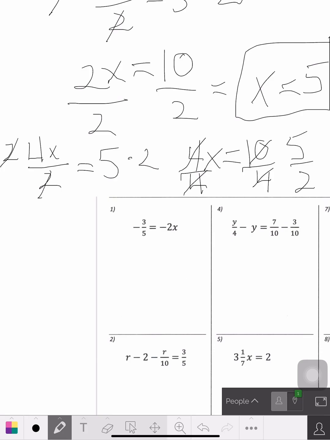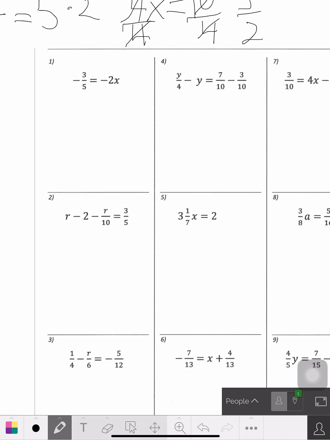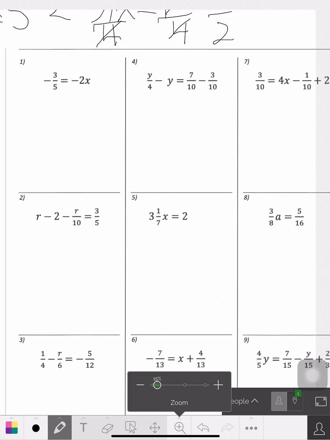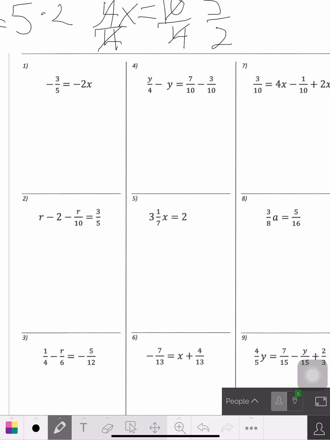Okay? Below there, I put some more problems, just so you can work on these different fractions. One involves a negative sign. So let's do that. Let's do this first one. We got negative 3 over 5 equals negative 2x. What I'd do first, I'd multiply both sides by 5.